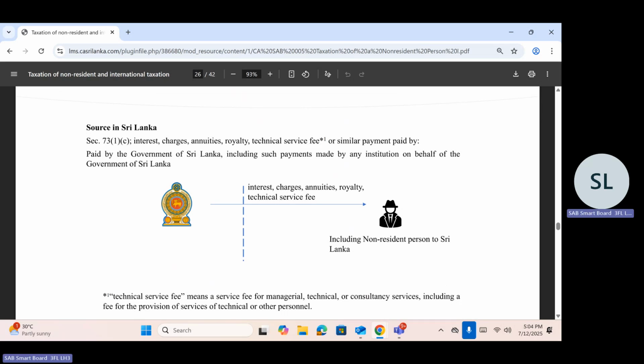Interest, charges and royalty, technical service fee or similar payment paid by the government of Sri Lanka, including such payment made by an institution on behalf of the government of Sri Lanka. If the payment is made by the government of Sri Lanka or on behalf of the Sri Lanka government, it shall be considered as a source in Sri Lanka.